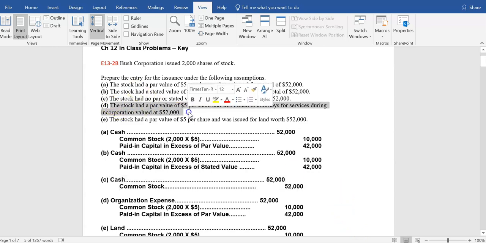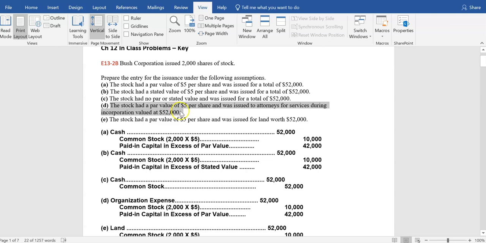In D, the stock had a par value of $5 per share and was issued to attorneys for services during the incorporation. Those services are valued at $52,000. This is actually quite frequent. When corporations begin, they do not have the cash on hand to pay attorney fees or promotion expenses or any other types of an expense incurred to organize the corporation. So what ends up happening is the corporation, instead of having cash as the payment to those who are providing their services, they offer shares of stock. In other words, they're offering ownership in exchange for helping get the corporation up and running.